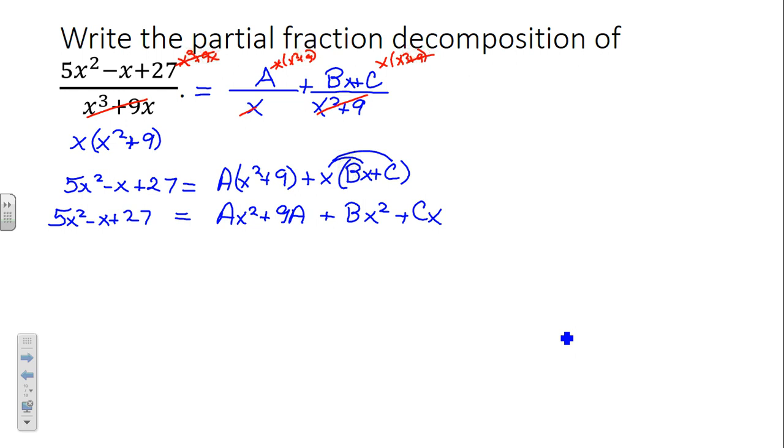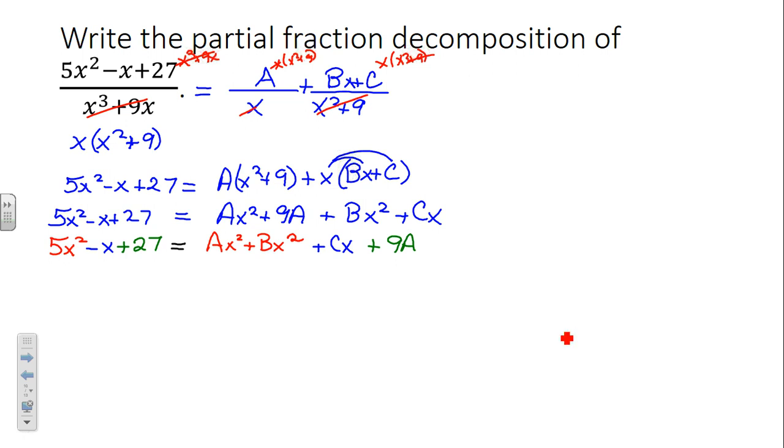Okay, now I'm going to gather some things up here. I want to take this ax squared and this bx squared and put them together. And I'm going to write these things in descending powers of x. So I'm going to put my cx next. And I'm going to put my constant at the end. So far so good? Okay.